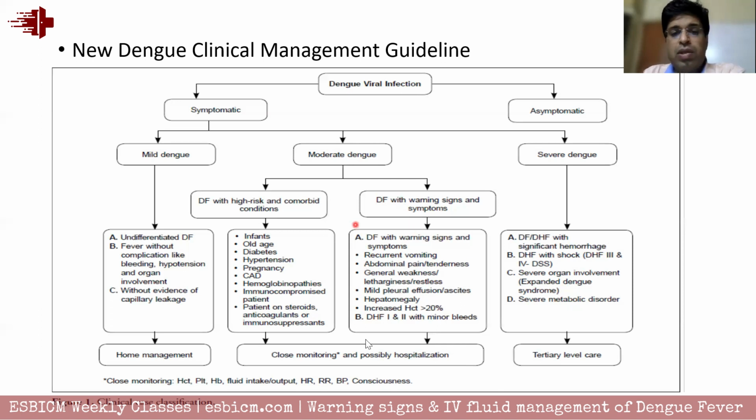So mild dengue can be treated at home. Moderate dengue, you should closely monitor. Ideally, we should hospitalize this patient. And any patient with dengue hemorrhagic fever, dengue with shock or severe organ involvement should be taken care of at tertiary level care, ideally which has a good ICU setup. So now Dr. Abhi is back. He can take us through.